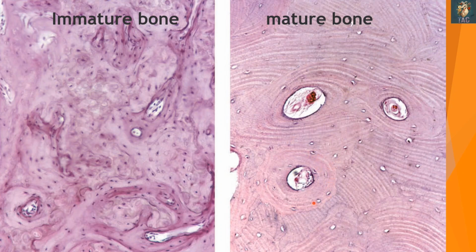Here you can see the immature bone. These are the bone lining cells which are forming the bone, and irregularly arranged fibers are present, and there is less eosinophilia and more staining with hematoxylin because it is less mineralized.